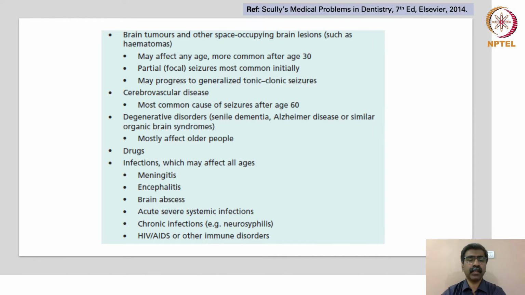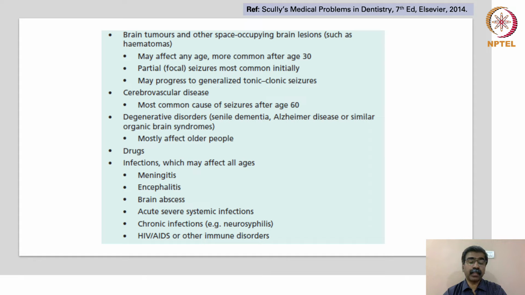The next cause, as I mentioned before, is brain tumors or any other space-occupying brain lesions such as hematomas. They may affect at any age, more commonly after age 30. Partial seizures are most common initially and may progress to generalized tonic-clonic seizures. Cerebrovascular disease is the most common cause of seizures after age 60, along with degenerative disorders like senile dementia, Alzheimer's disease, or similar organic brain syndromes, and they mostly affect older people.